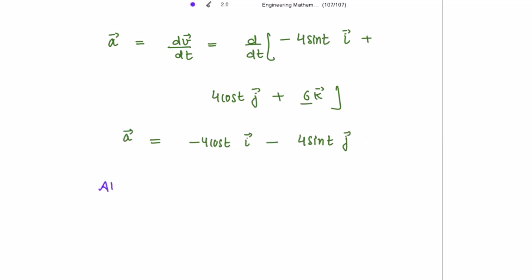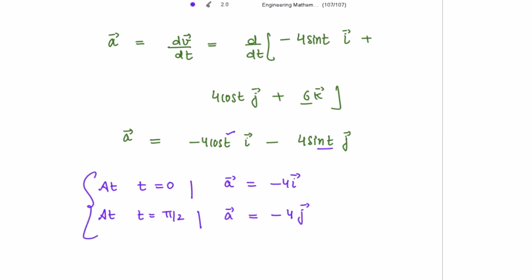And now we need to find the acceleration of the particle at time t equal to 0. At time t equal to 0, just put t equal to 0 in this acceleration. We have cos 0 is 1. So it is minus 4i vector, and sin 0 is 0. That's it. And at t equal to pi by 2, what is the acceleration? Just put t equal to pi by 2 over here. Cos pi by 2 is 0, and sin pi by 2 is 1, so it is minus 4j vector. So these are the accelerations at these two times.